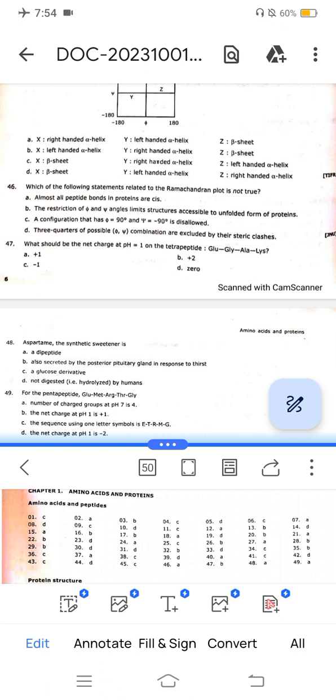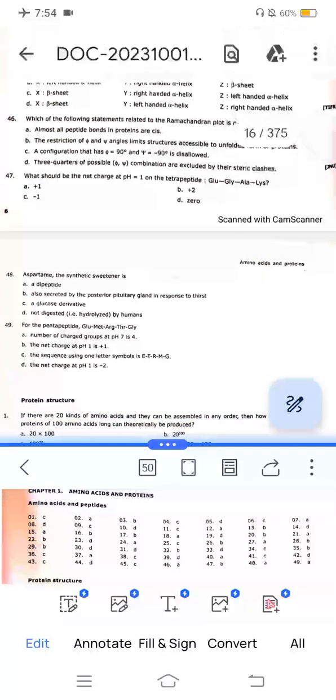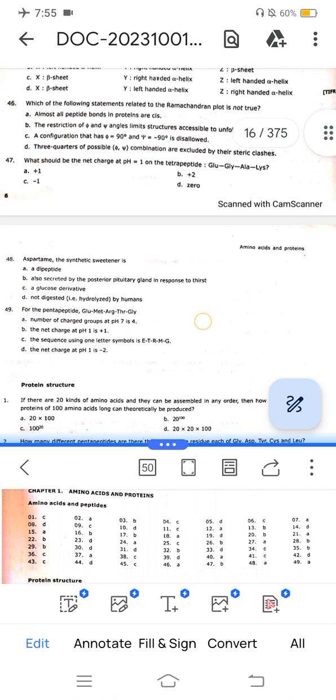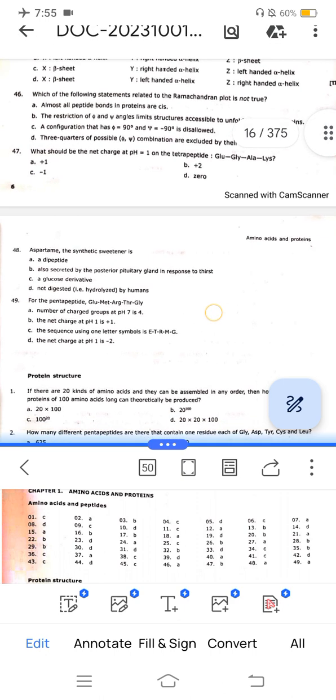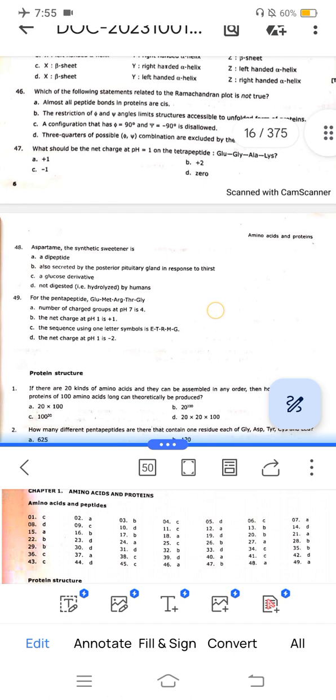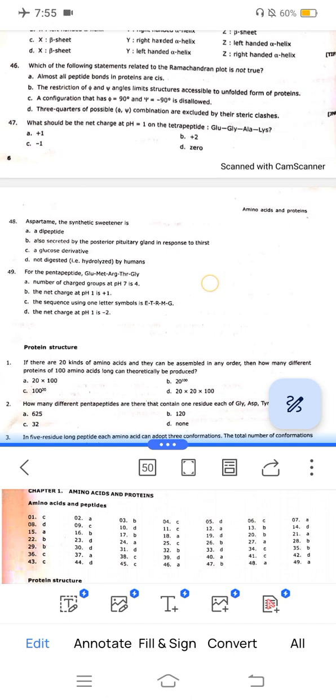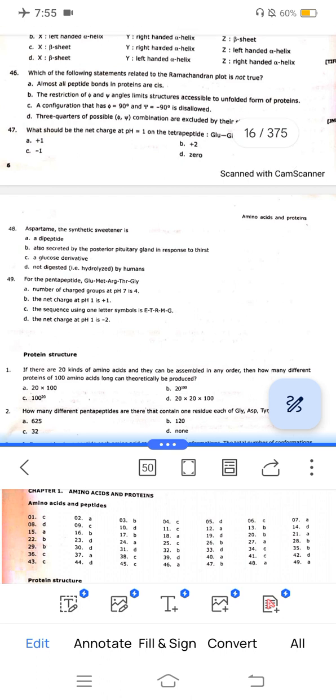And which should be the net charge at pH 1 on the tetrapeptide given? 47B, plus 2. Then aspartame, the synthetic sweetener, is 48. Correct answer, a dipeptide.